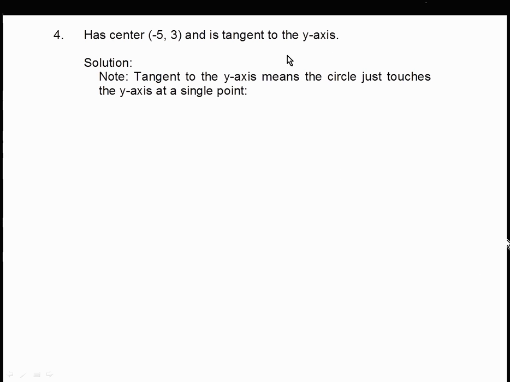It has center -5, 3 and is tangent to the y-axis. So I've got my H, K. Okay, got the H, K. So tangent to the y-axis means the circle just touches the y-axis at a single point. Just like if you were tangent to the x-axis, you would be touching the x-axis at a single point.